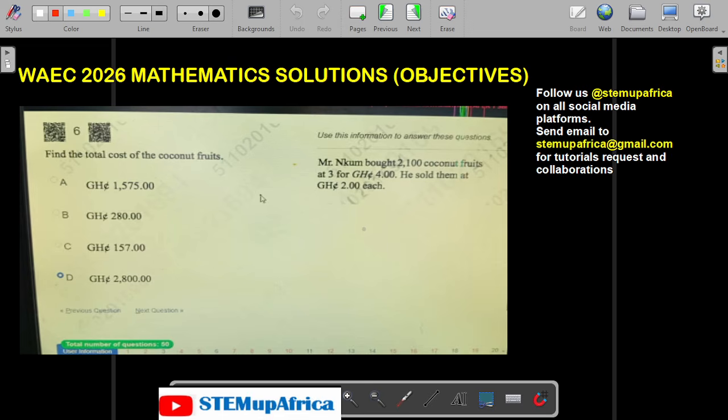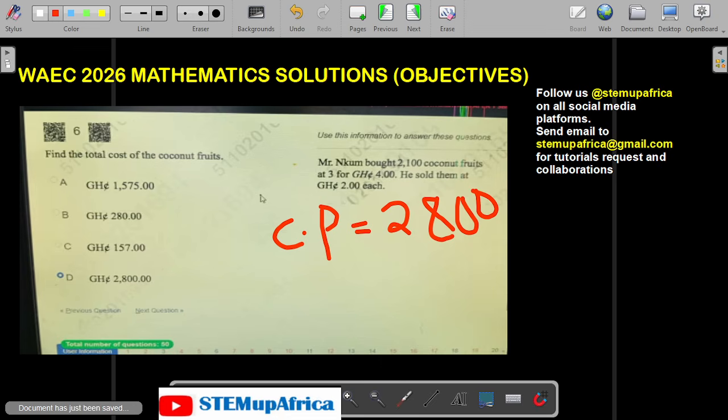Say Mr. Kun bought 1,200 coconut fruits at 3 for 4 naira. He sold them at 2 Ghana cedis each. So he bought them, and you need to get the cost price. His cost price will be 2,100 divided by 3 times 4. That will give us 2,800 Ghana cedis.